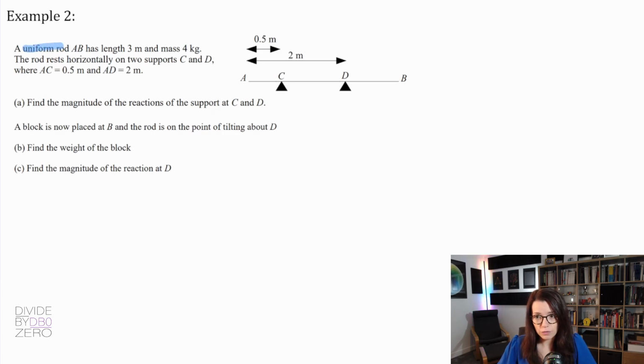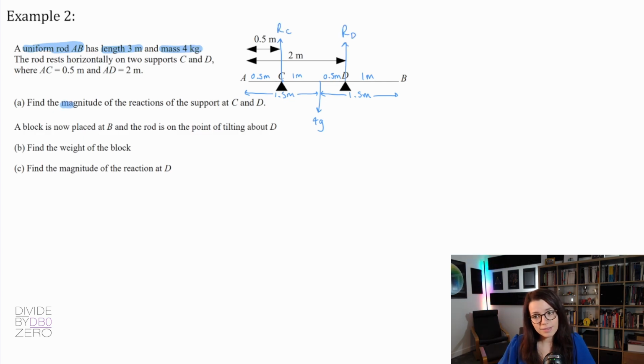This time it's a uniform rod, length 3 meters, mass 4 kilograms. So we can put the weight of the rod in the center, maybe somewhere here, 4G. Because it's in the center, that's 1.5 meters on either side. We know this distance is 0.5 meters, which means this distance is going to be 1 meter. We know all the way from A to D is 2 meters, so 0.5 left here and 1 meter left there. We can put the reaction forces on, RC, RD, and that's everything on our diagram.